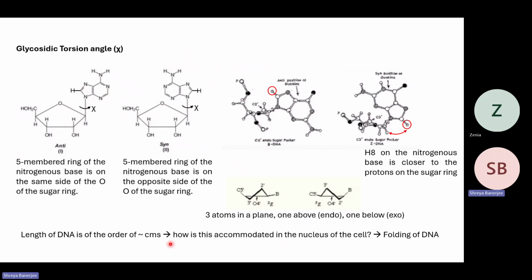Now we talked in one of the first slides that the length of DNA is in the order of centimeters. So how is this accommodated in the tiny nucleus of the cell, which has much smaller dimensions? And that lies in the folding of DNA.